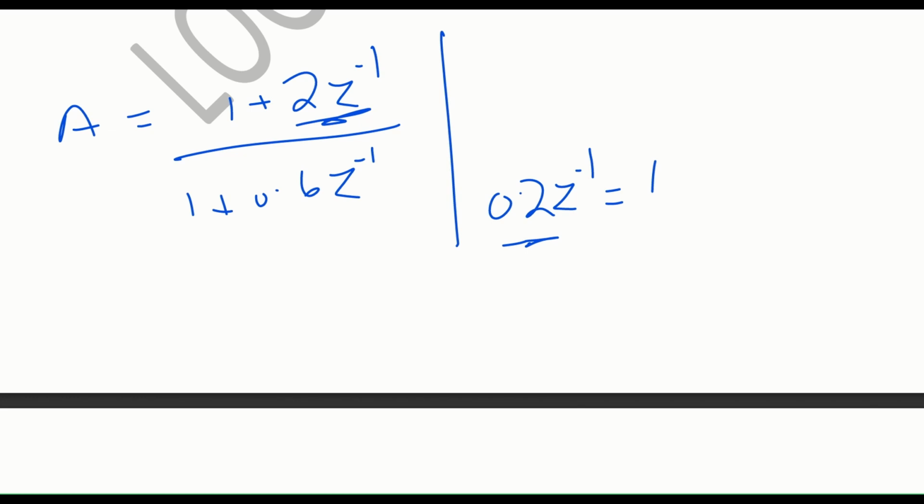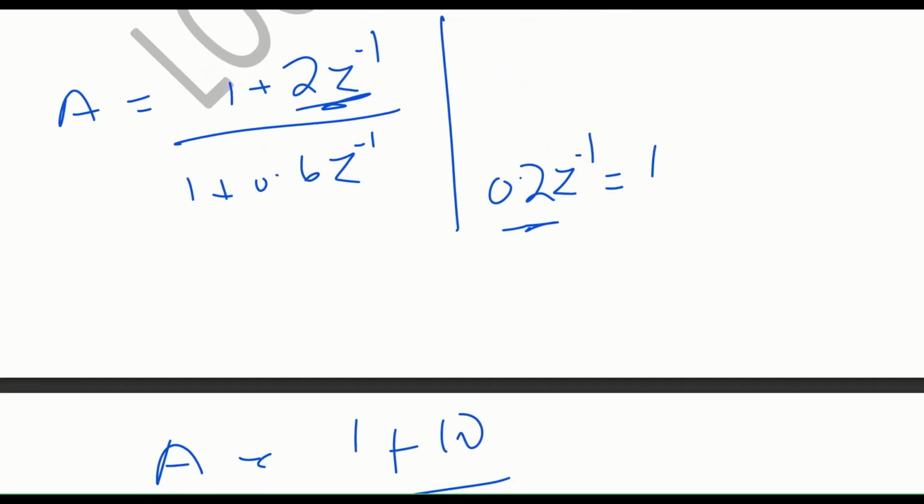10, right? This is just implication. So it means that A will now be equal to 1 plus the numerator 10 over the denominator. Well, we have 0.2z, but we want 0.6z, right? That means we have to multiply both sides by 3. Multiply 0.2 by 3, get 0.6.